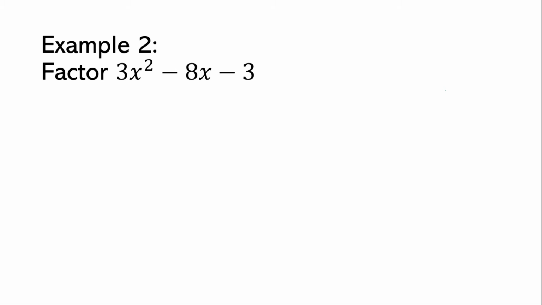Example number 2, let's try to factor 3x squared minus 8x minus 3. In here, we have the value of a equal to 3, b is equal to negative 8, and c equals negative 3. So, we get the product of a and c, that is 3 times negative 3, and 3 times negative 3 is equal to negative 9.